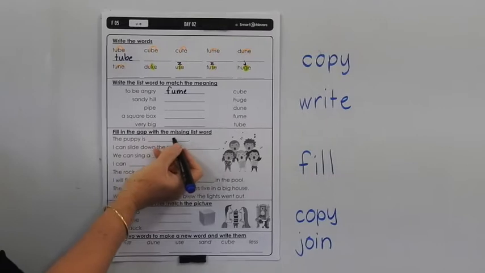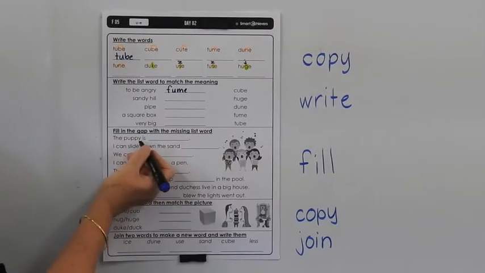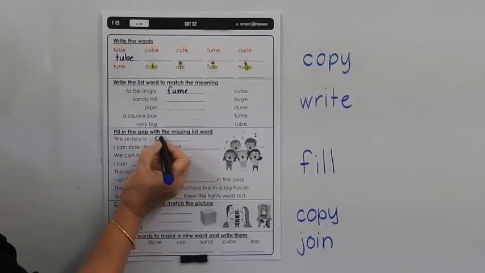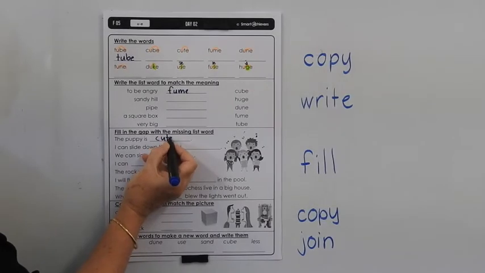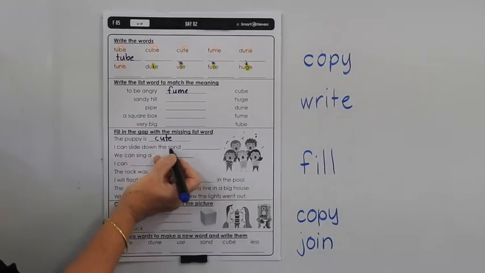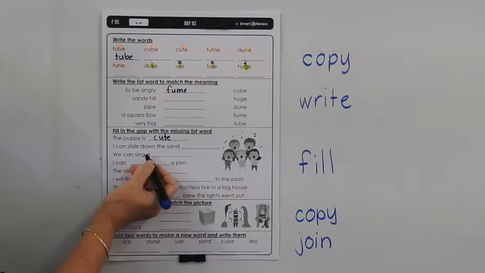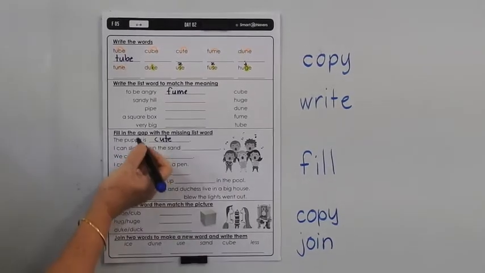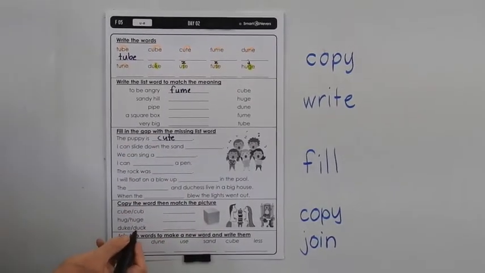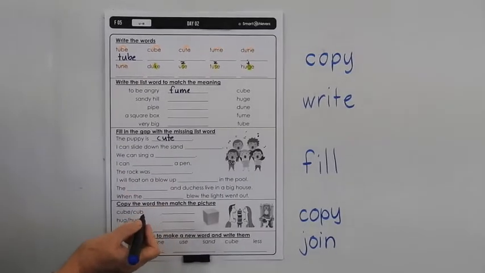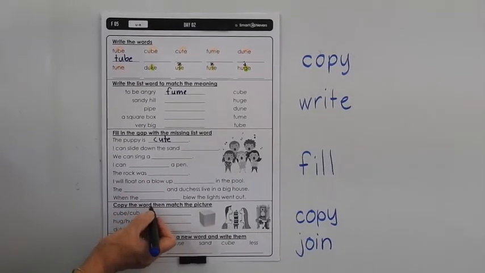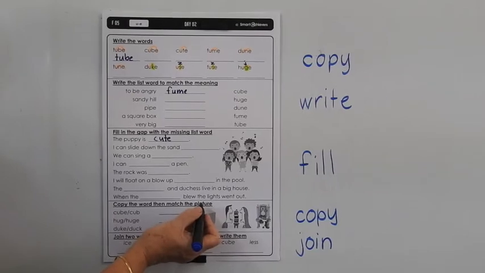Fill in the gap with the missing list word. The puppy is cute. I can slide down the sand dune. We can sing a tune. You can finish those off. They're fairly easy for you to read. We've used words that you've already learnt. Copy the word, then match the picture.